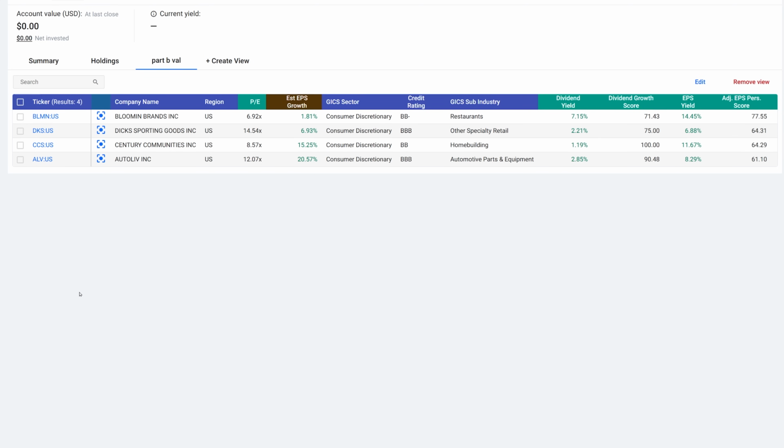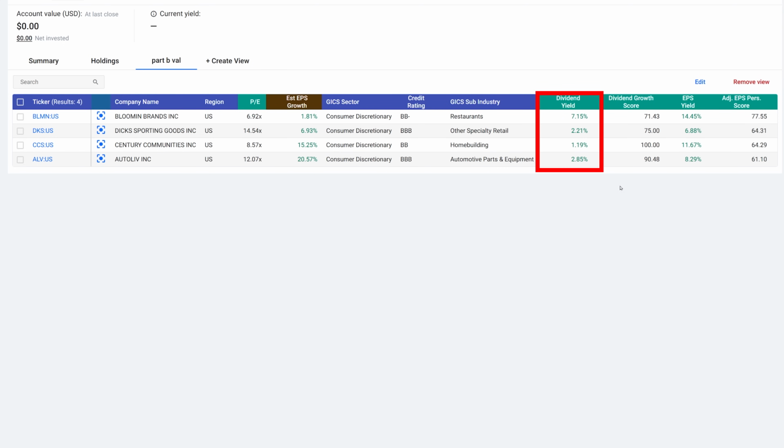Now, these are very interesting companies. If you look at them from a valuation point of view, first of all, they're all in consumer discretionary. 2 of them, Century Communities and Bloomin Brands, have lower than investment grade credit ratings. So I do want to point that out before we get into it. I'll talk about that a little more as I go through each company. But the valuations here are quite attractive, in my opinion.